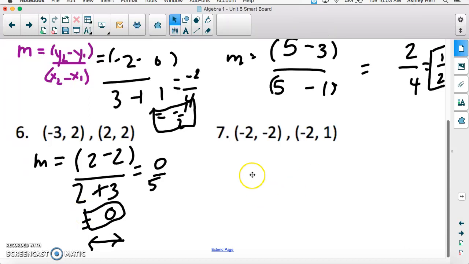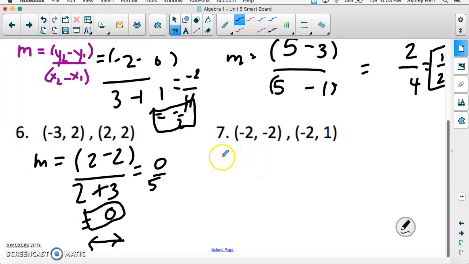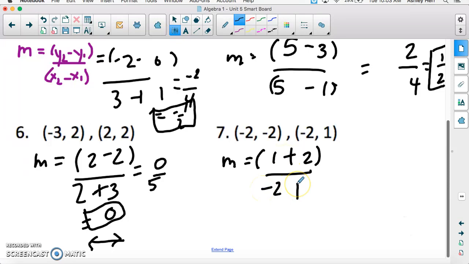Okay, and then number 7. Same thing here. Use your equation, the change in your y's over the change in your x's. So 1 minus -2 is 1 plus 2. And then -2 minus 2 minus -2 is -2 plus 2. Remember, I keep my numerator and my denominator in parentheses because I put them in my calculator. My calculator does not know order of operations. I have to impose it. So remember, the first step of order of operations is PEMDAS, parentheses. So make sure you keep your numerators and denominators in parentheses.